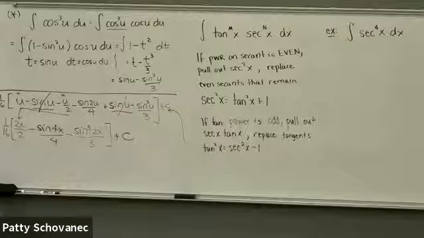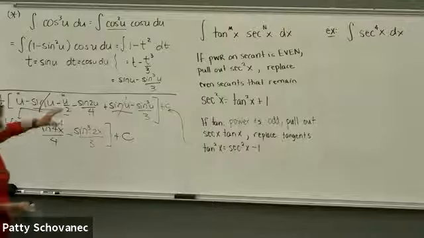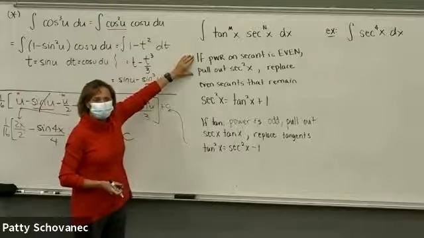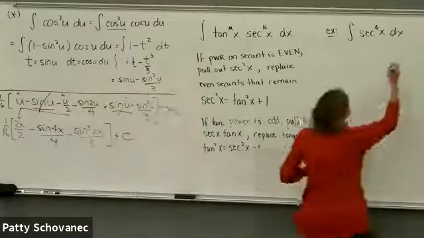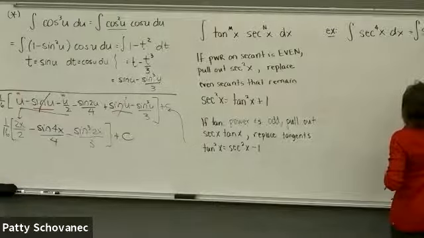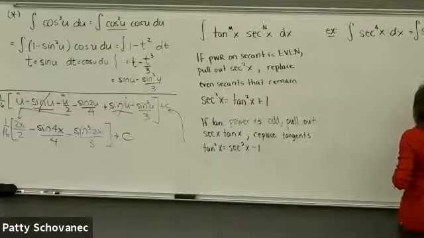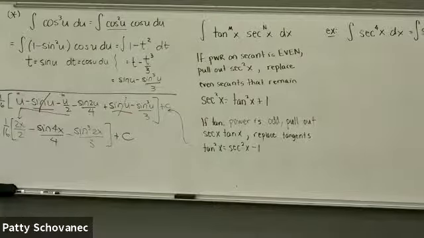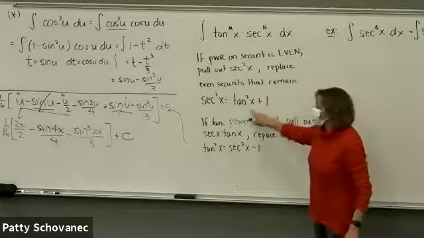Whether there's tangents in the integral or not, once you see the even power of the secant, you pull out a secant squared. This one's going to act as the du term, so the stuff to the left of that has to be written in terms of tangents. And secant squared is tangent squared plus 1.